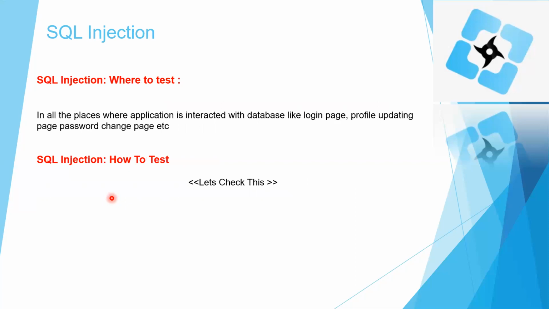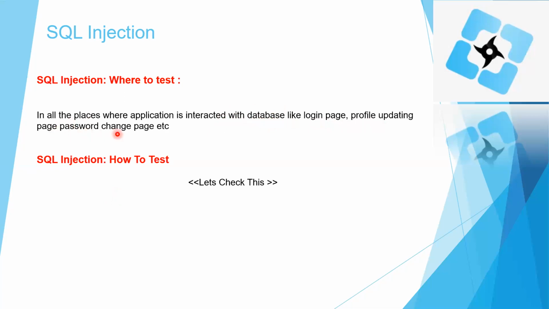Obviously not all places are feasible for performing this kind of SQL injection testing. You need to check only those places where the application is interacting with the databases. Only places where the application is interacting with the database are our attack vectors. So we have to check only in those places, like the login page, where the application will interact with the database. The profile update page, where the application will interact.